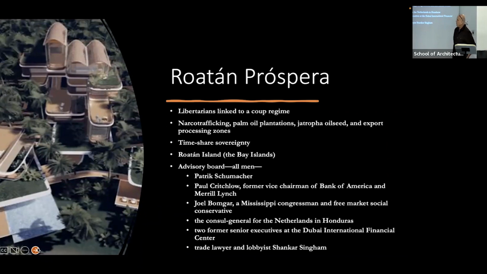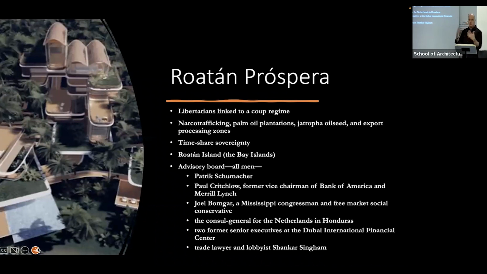You can see the advisory board is all men: famed architect Patrik Schumacher, who I think actually calls himself an anarcho-capitalist, if I'm not mistaken, but certainly has a very anarcho-capitalist orientation. Paul Critchlow, the former vice chairman of Bank of America and Merrill Lynch. Joel Baumgar, Mississippi congressman, Marxist social conservative, also opposed to abortion rights for women. The consul general for the Netherlands and Honduras. And trade lawyer, lobbyist Shankar Singham, who was deeply involved in the Brexit negotiations as well.